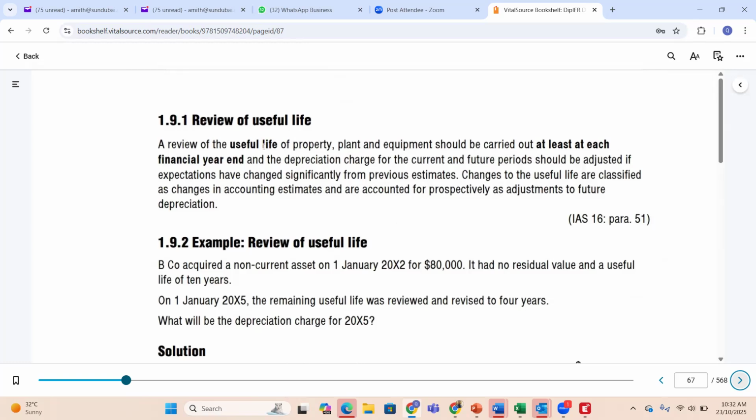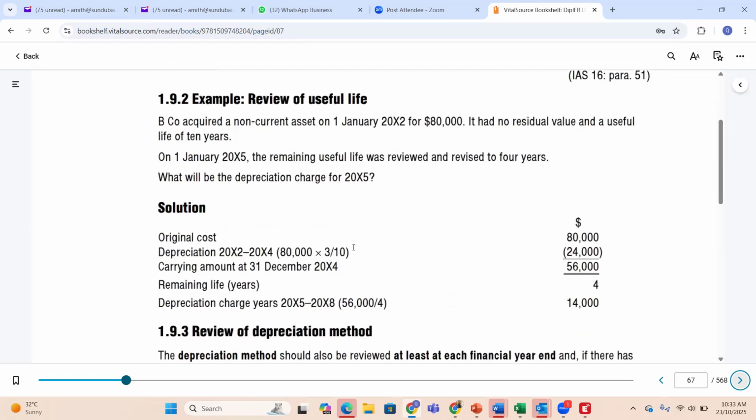Review of the useful life of PPE should be carried out at least each financial year. And the depreciation charge for future periods should be adjusted if expectations have changed significantly from previous estimates. Changes to the useful life are classified as changes in accounting estimates and are accounted for prospectively. I am not doing this question. It's pretty simple, it's just maths.